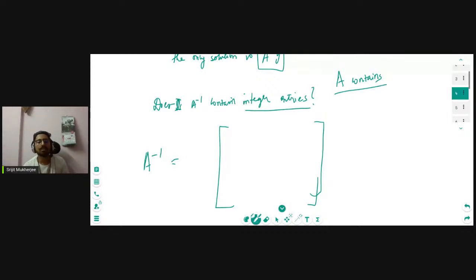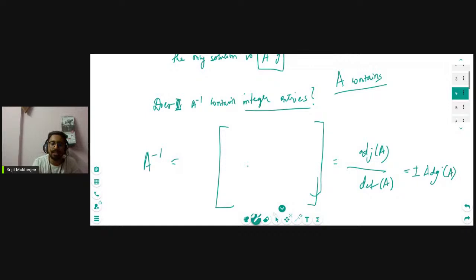Spandana and Pratik, in A inverse, the entries are what? Adjoint of A by determinant of A. And determinant of A is plus minus 1. So what do we get now? Determinant of A is plus minus 1. So it boils down to whether adjoint of A contains integer coordinates or not. We know that A inverse is equal to adjoint of A by determinant of A. That's how we form it. Therefore, it's plus minus adjoint of A.